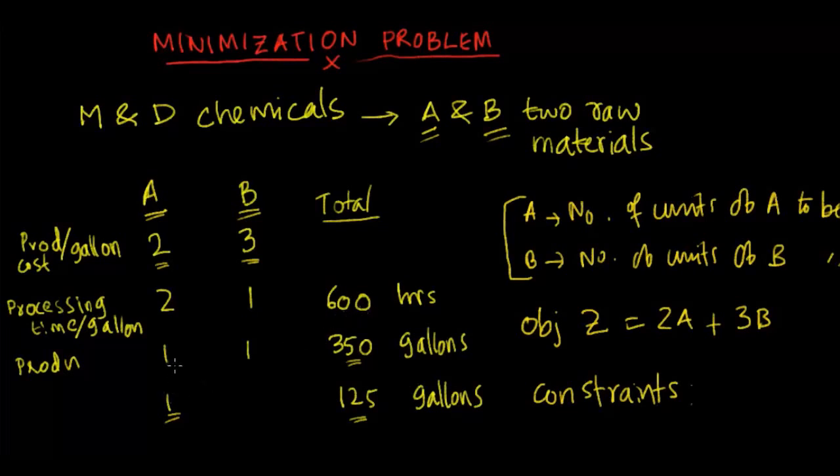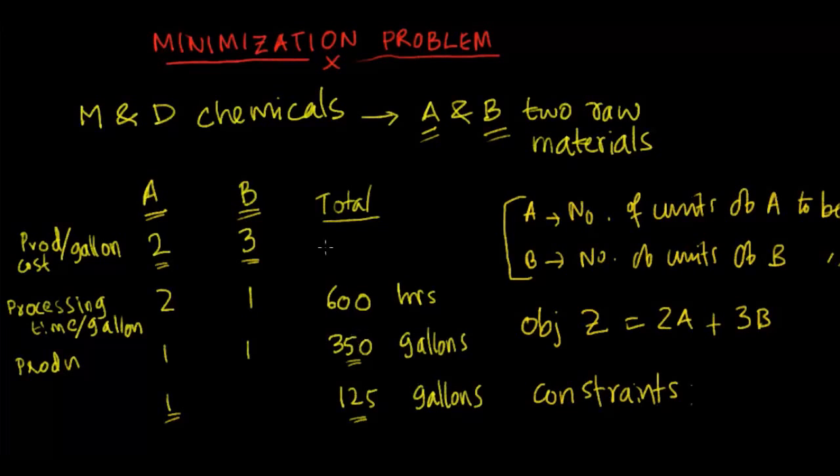There is one production constraint which says that both put together, A and B, we have to manufacture at least 350 gallons. And there is one more constraint, a customer requirement constraint, wherein a particular customer has asked for 125 gallons of A. Given this, how to formulate the problem and solve it graphically is what I am going to demonstrate today.